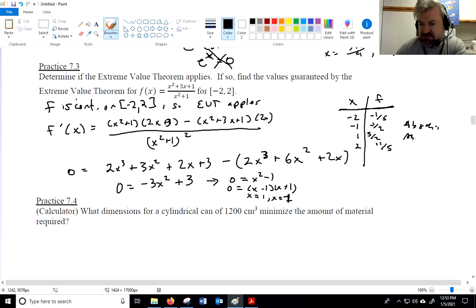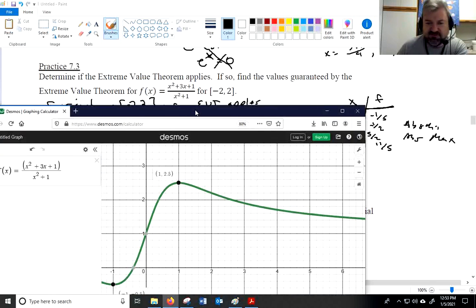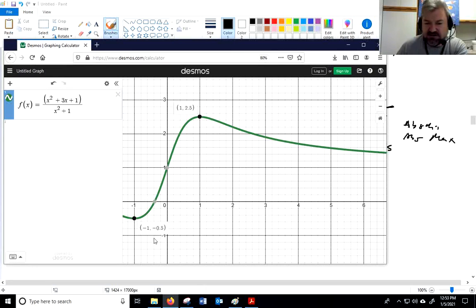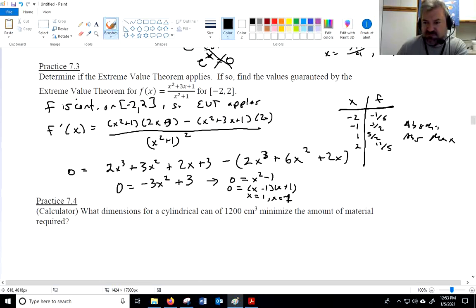And the max is at 1, 5/2. Or no. Is 5/2 bigger than 11/2? Yeah, it is. 5/2 is definitely bigger than 11/2. Let's take a look. I have a graph of it here nearby. We can take a look at it and see negative 1 and negative a half, and positive 1 and 2.5, which is 5/2. That is definitely the absolute maximum.